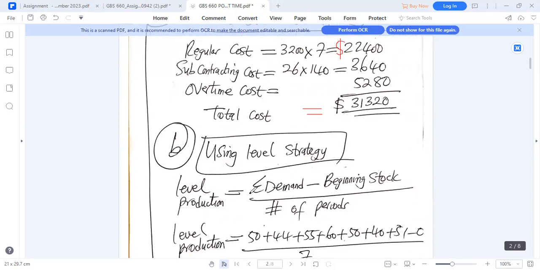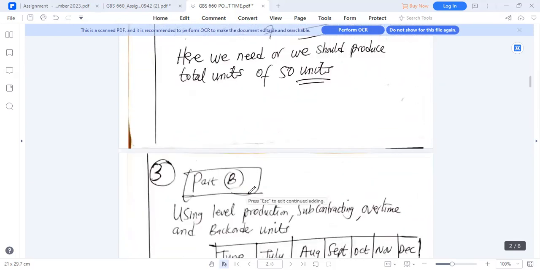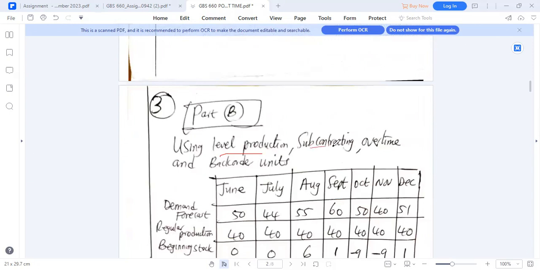All right. So we are now getting down to part B, using the level of production, subcontracting, overtime, and back order. So back order simply means the same as the stock out units. Okay, so stock out units is the same as back order units. Now, as we get down to the back order, there's a level.